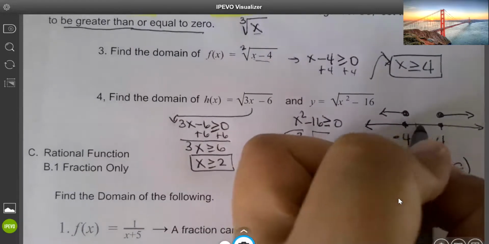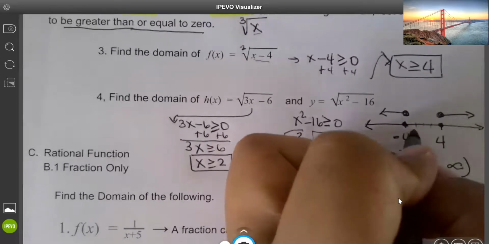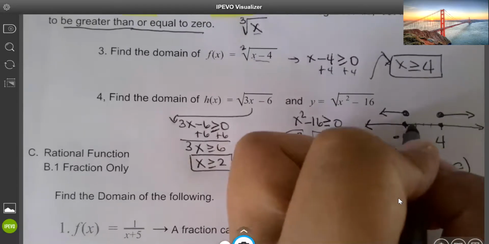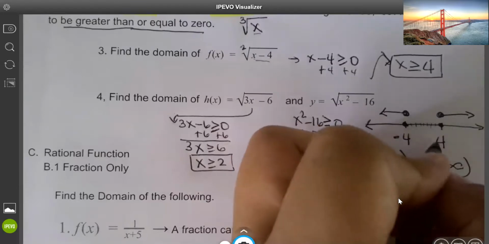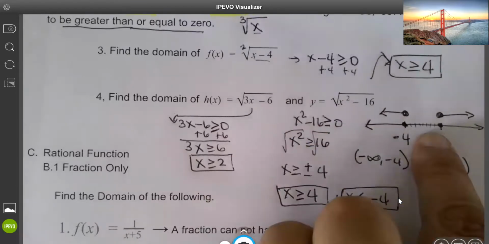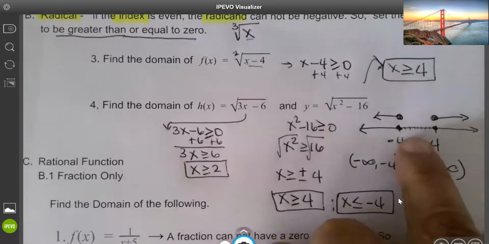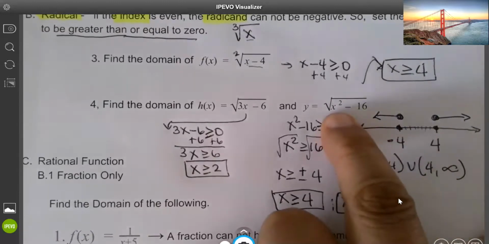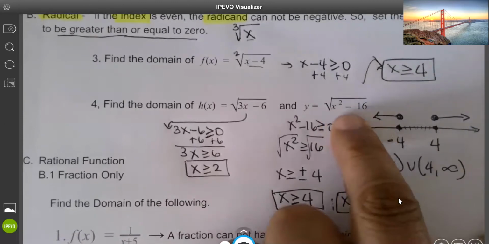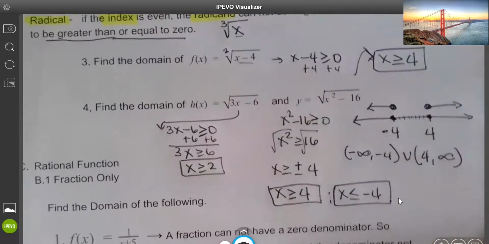Now, what happens with these numbers here? Let's say negative 4, negative 3, negative 2, negative 1, 0, 1, 2, 3. These x values are not possible values of x. Let's say 3. 3 raised to 2 is 9. 9 minus 16 is a negative number. It cannot be negative. Okay? So, take note of that.